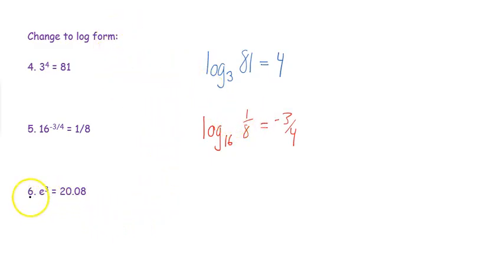For the last one, again, I've chosen one that's a little different because of the E. Since it's base E, I don't use log, I use ln, and I don't put an E as a subscript. I follow with my answer of 20.08, and then it should equal the exponent for the problem, which is 3.